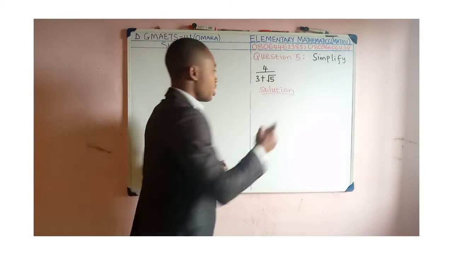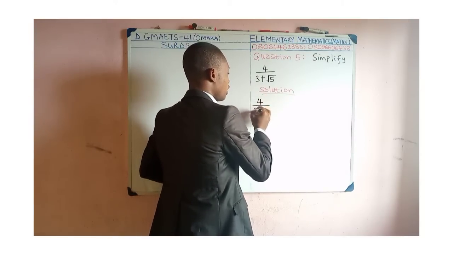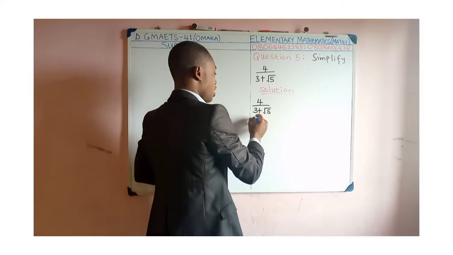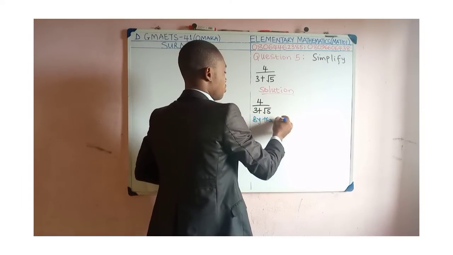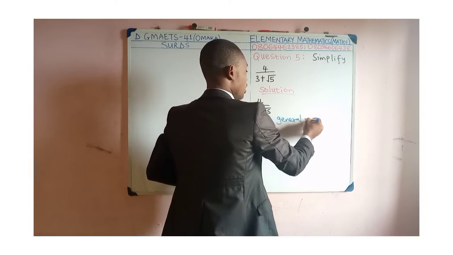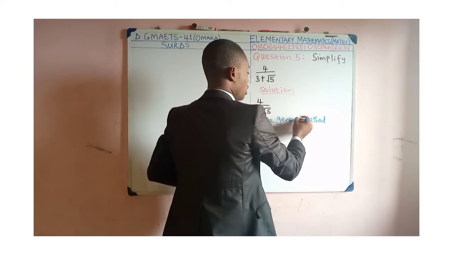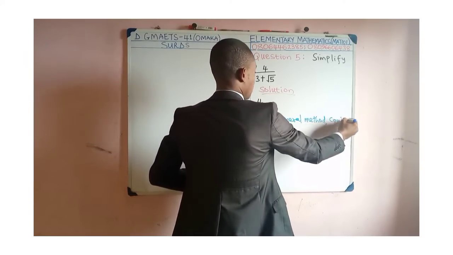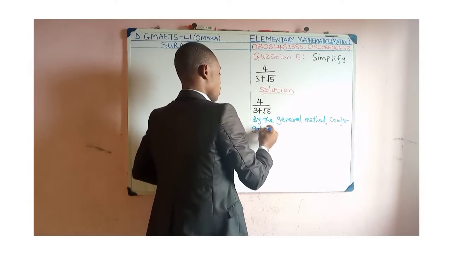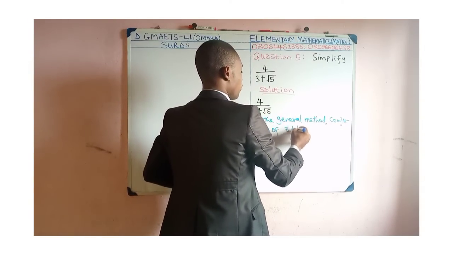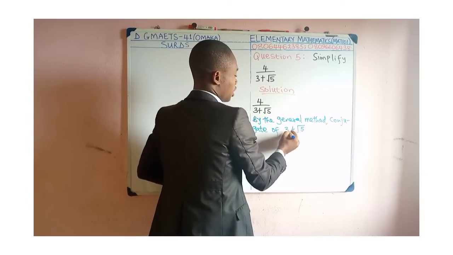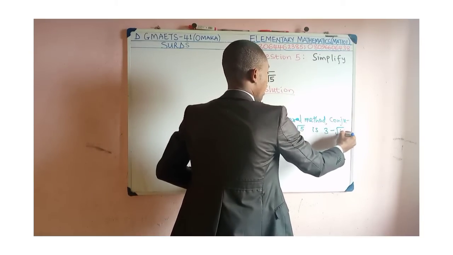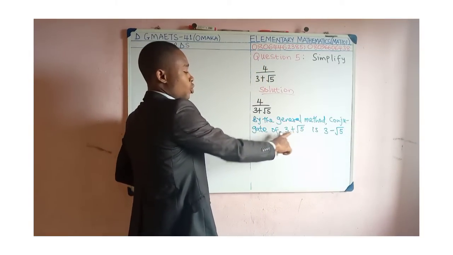First, let's go by the general method. Now we're given 4 all over 3 plus root 5. So we're going to write by the general method, now we're going to find a conjugate of the denominator. By the general method, conjugate of 3 plus root 5. Conjugate of 3 plus root 5 is, I want to choose 3 minus root 5. So I've decided to change this sign while maintaining plus 3.